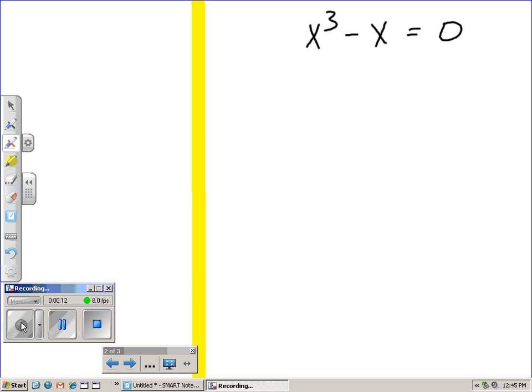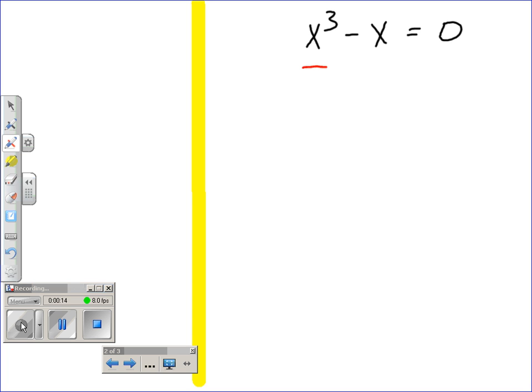All right, when you see something with two terms like this, x cubed minus x equals 0, the first thing I ask myself is, what can I factor out of that? That's a subtraction problem, and we want to turn it into multiplication so that we can use our zero product principle rule.